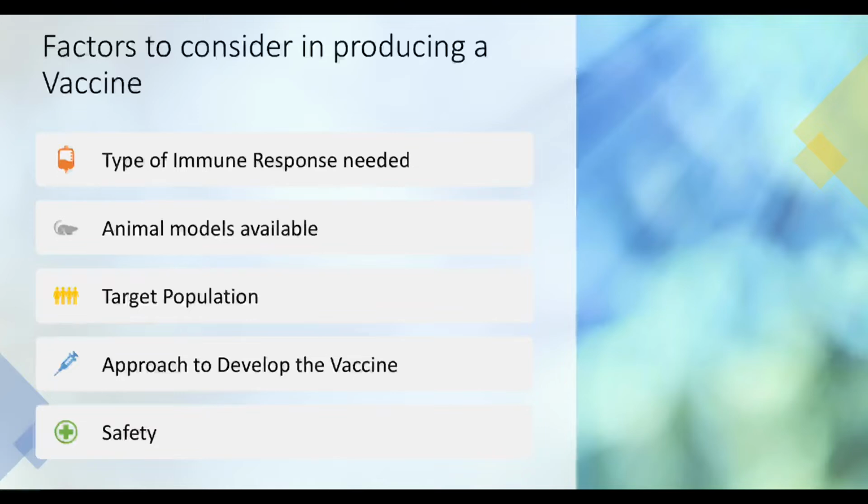What are some of the factors that you need to consider before developing or producing a vaccine? This is really important because you want to be able to design a vaccine that's protective and safe for use. Some of those factors include the type of immune response needed, animal models that are available, and the target population. This would guide your approach to developing a vaccine. And finally, you want your vaccine to be safe so that it does not have any side effects and can be used effectively.